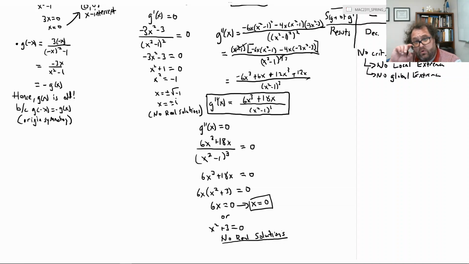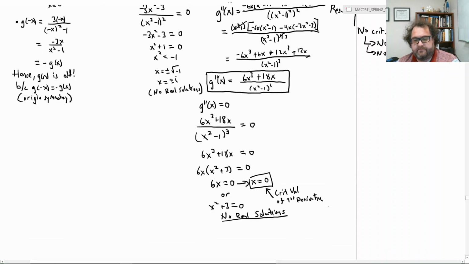Okay, so we are not going to have any other critical values, and these are critical values of the first derivative. So we can now make our chart. Now here's where you gotta be careful. So we have one critical value.